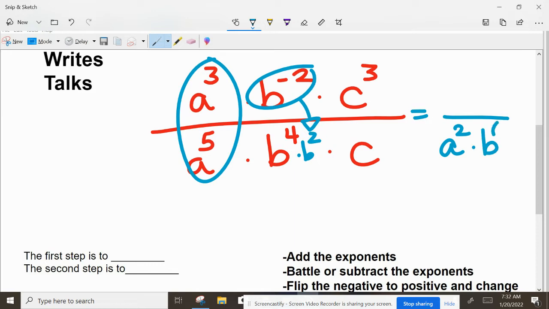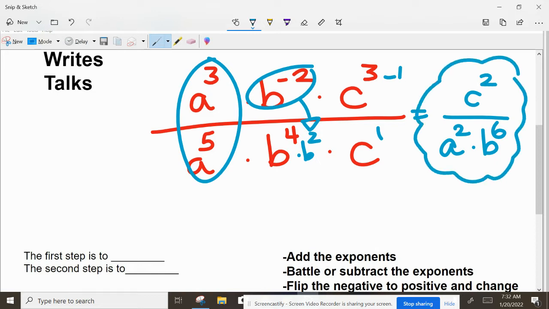B to the 6th. Okay. And then the C1 comes up here, subtracts, and it's going to be C squared. C squared over A squared times B to the 6th power. All right? Great job, guys. Hopefully this was helpful. Hopefully you can handle this.